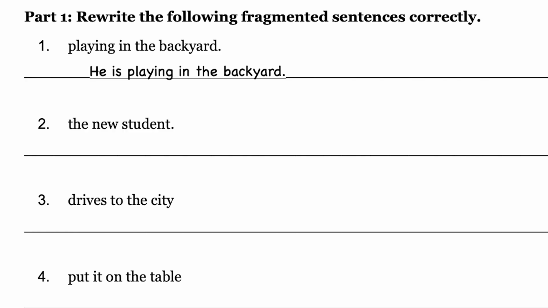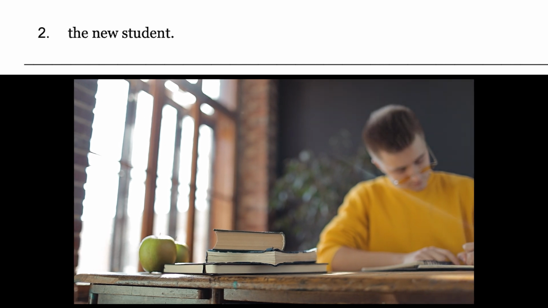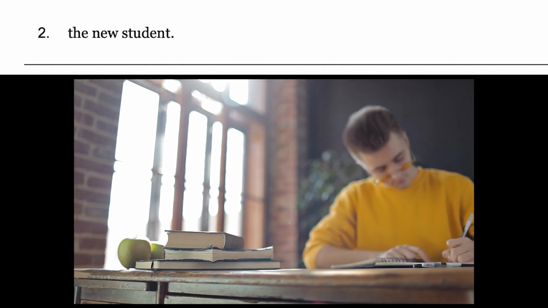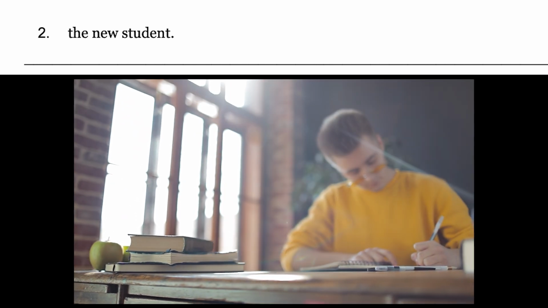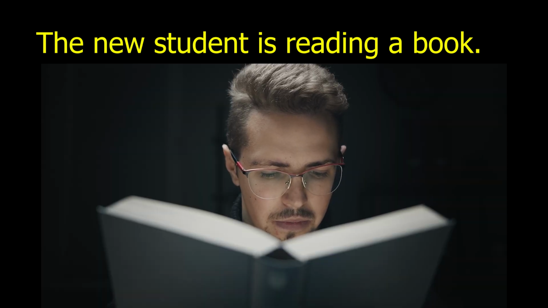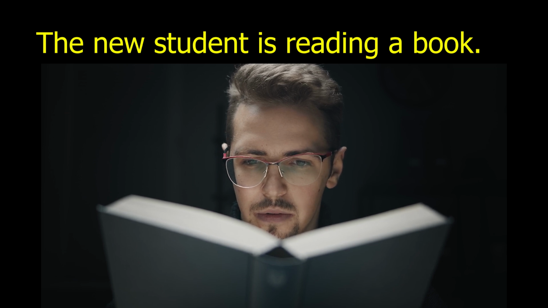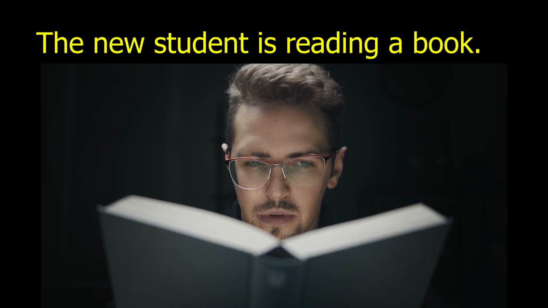Now, let's do number 2 together. It reads, the new student. Here we have a subject, but no verb. So let's add a verb. How about we say this new student is reading a book? So we can write it like this. The new student is reading a book. Of course, you can write your own version of this, but remember to follow the rules of subject-verb agreement. Pause the video now and write what you think the new student is doing.